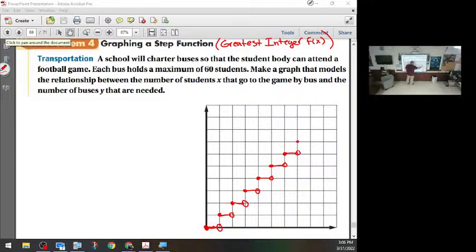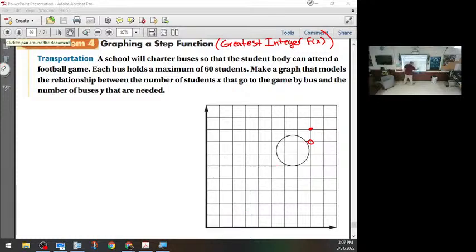If I'm at 6.829, the biggest integer I've ever seen is 6. But as soon as I hit 7, it's 7. This is what a greatest integer function looks like. And do you see why they call them step functions? It just looks like a flight of stairs.